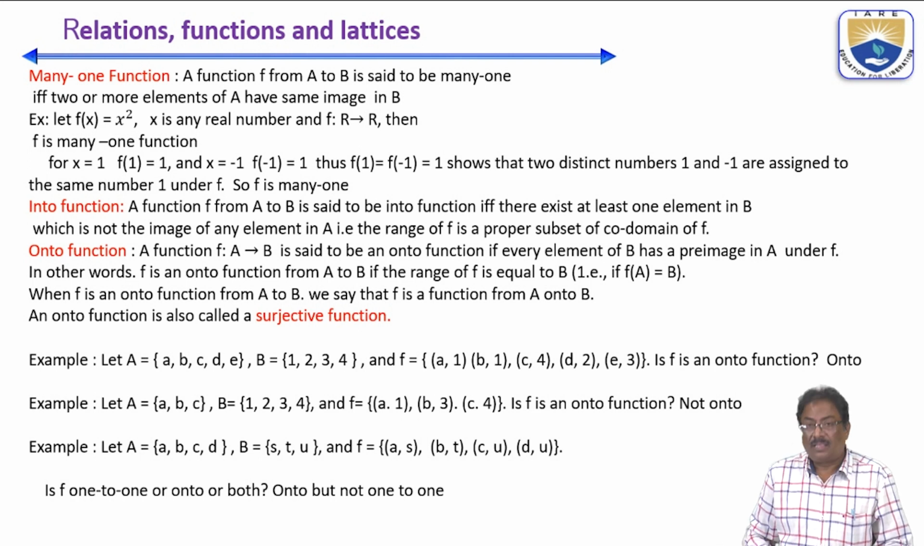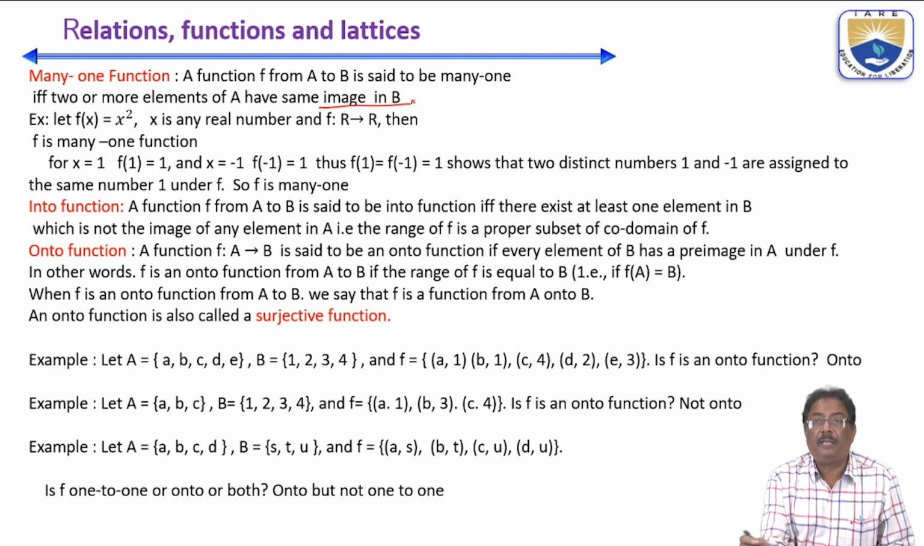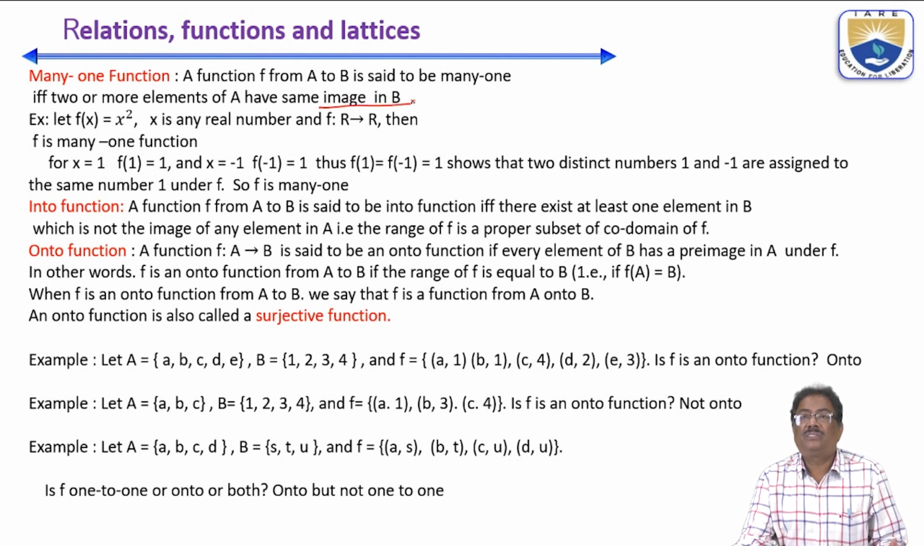Here there are some functions we are going to define. A function f from A to B is said to be many to one if and only if two or more elements of A have the same image in B. Two or more elements in A will have the same image in B, then we can say that such a function is a many one function.